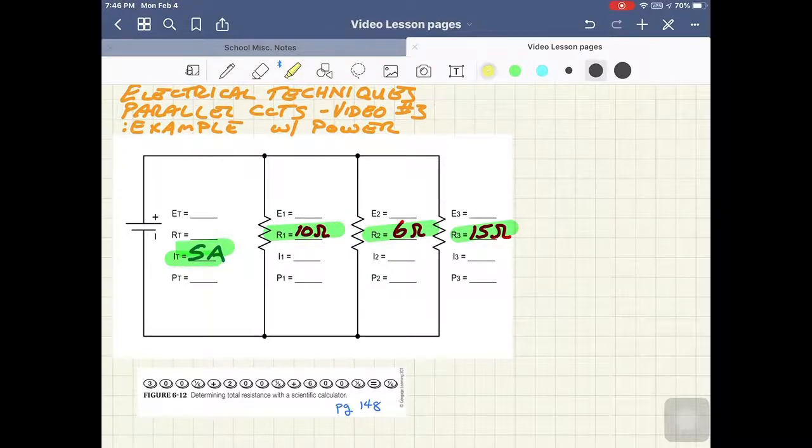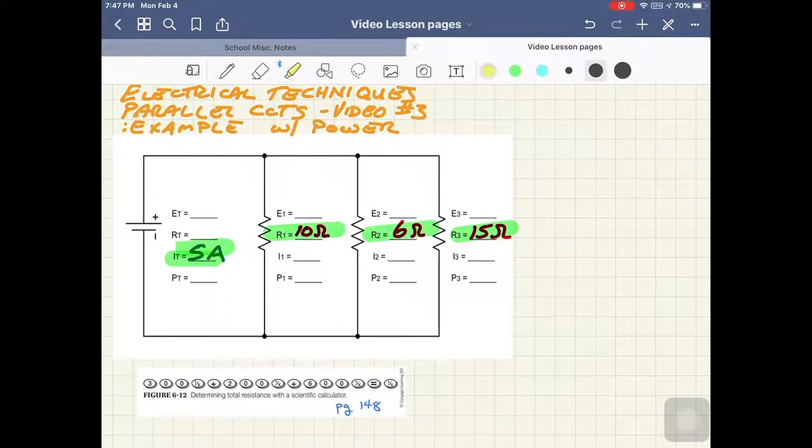Okay, here we go. Video lesson number 3. We're going to do a practical example here with some values in a 3-branch parallel circuit, and we'll throw in a little bit of power explanation in here as well.